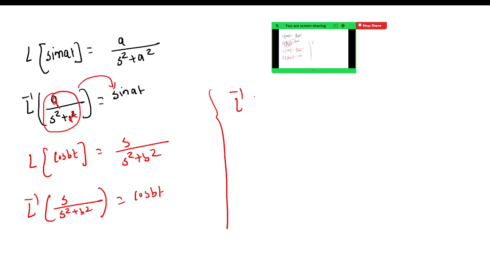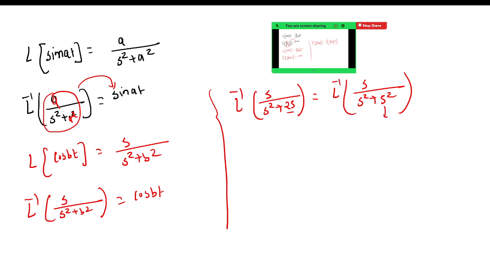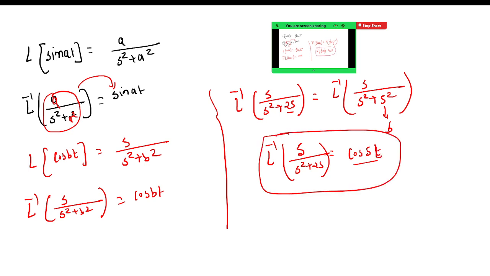So if someone tells you to calculate Laplace inverse of, let's say, s upon s square plus 25. See, s upon s square plus 25 looks like the cos function. So I can write that as Laplace inverse of s upon s square plus 5 square. Since this one is your b, I can write this as cos 5t. So Laplace inverse of s upon s square plus 25 will be equal to cos 5t. Any doubt? Tell me.